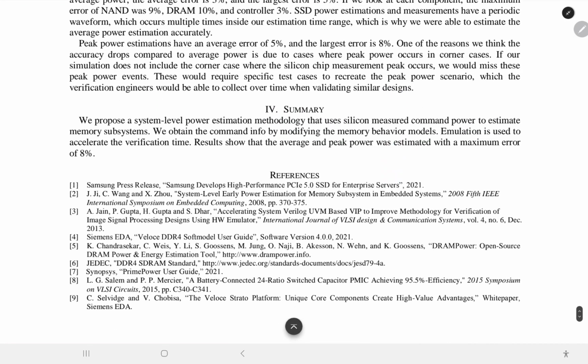In summary, we propose a system-level power estimation methodology that uses silicon measurements to compare our command power to estimate the memory subsystem. We obtain the command info by modifying the memory behavior models. Emulation is used to accelerate the verification time. Results show that the average and peak power were estimated with a maximum error of 8%.